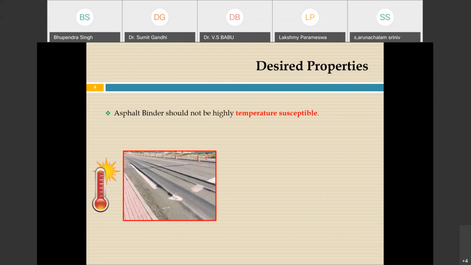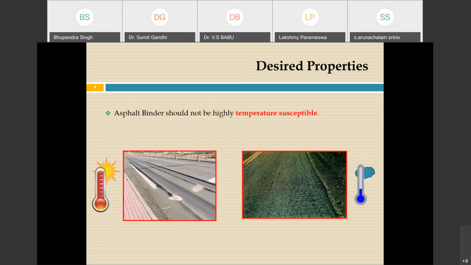At higher temperature, our bitumen becomes very soft. So when the vehicle moves over it, a depression will be formed along the wheel path, and that is called rutting. So if our bitumen is highly temperature susceptible, then rutting will happen at high temperature, and at low temperature, what will happen? Our bitumen will become very hard and brittle. So when the traffic load comes over it, it will crack under the application of that load. So fatigue cracking and low temperature cracking will occur. That is why we don't want our bitumen to be highly temperature susceptible.